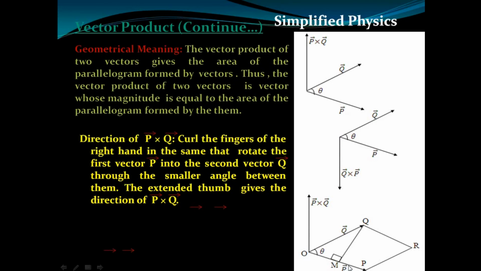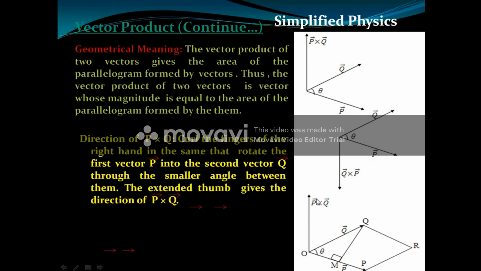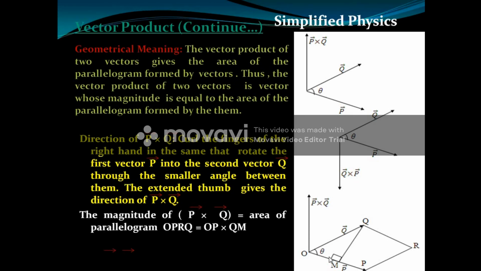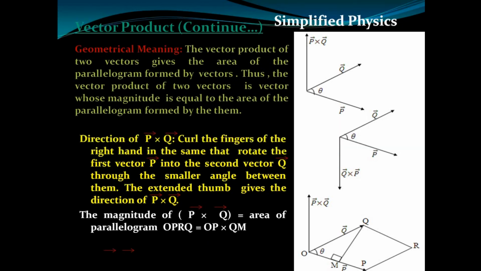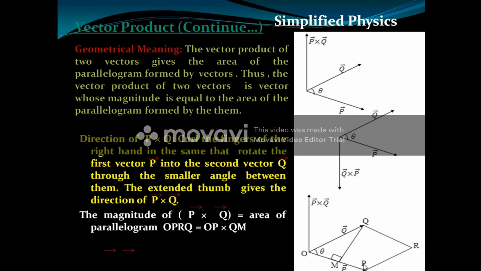Here p vector is represented by OP and q vector is represented by OQ, and the angle between them is theta. Then the magnitude of p cross q vector is the area of the parallelogram formed by OPRQ, and the area of the parallelogram is QM into OP. OP is the p vector, so the magnitude of OP is p.